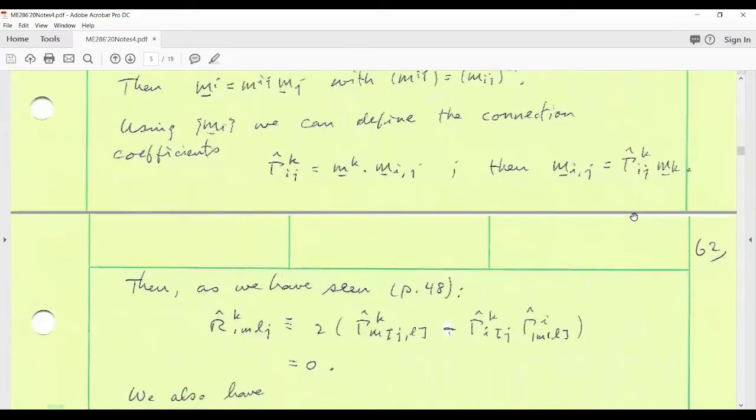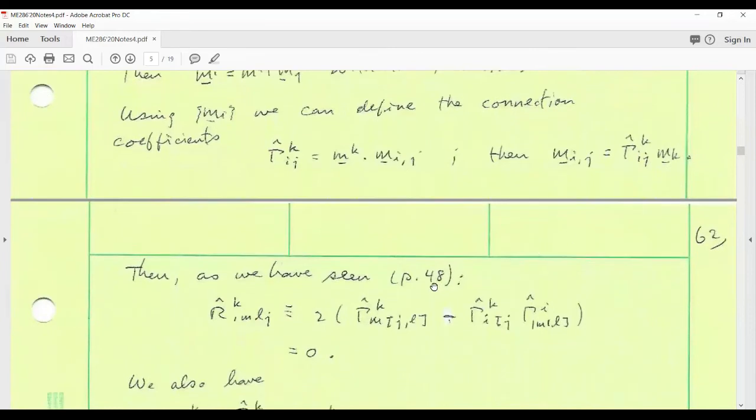Now, if you go back in your notes, I think page 48, I believe, we define the Riemann tensor this way, right? We can introduce a Riemann tensor associated with the gamma bar connection that we've just introduced. Whenever a connection has this form, the associated Riemann tensor is identically 0. We've seen that before.